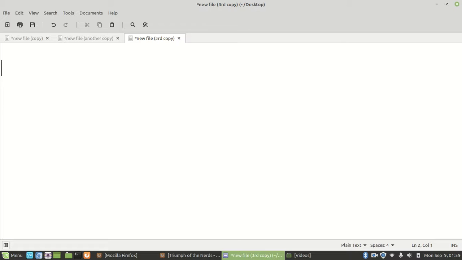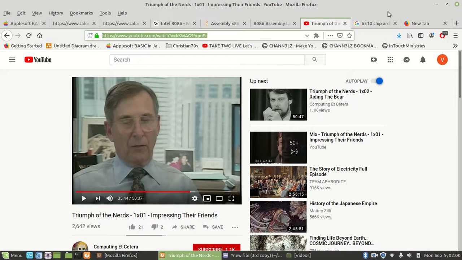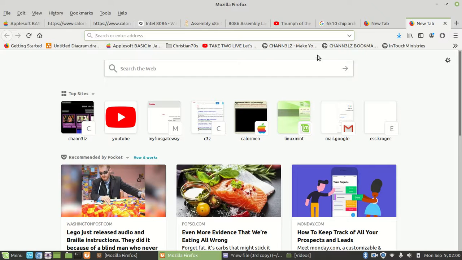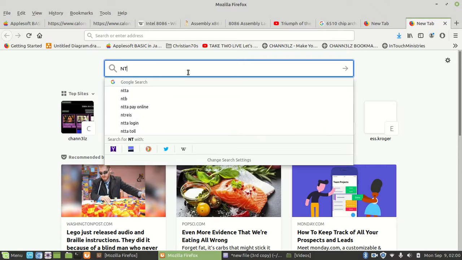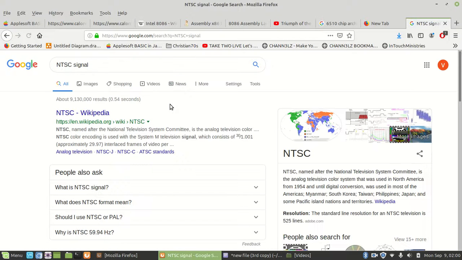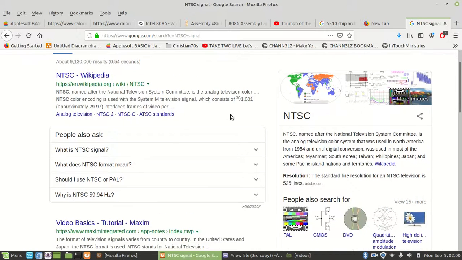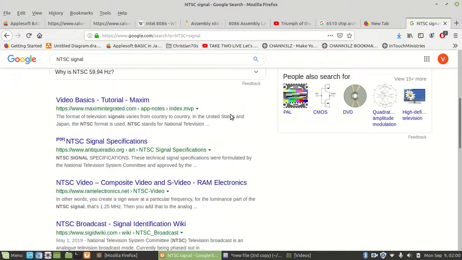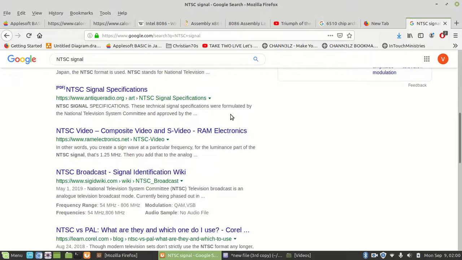A TV works at the exact frequency that NTSC works at. So let me look up the NTSC signal. The frequency was 29.97, I think that was frames per second. So it's like 1.25 megahertz or something like that.